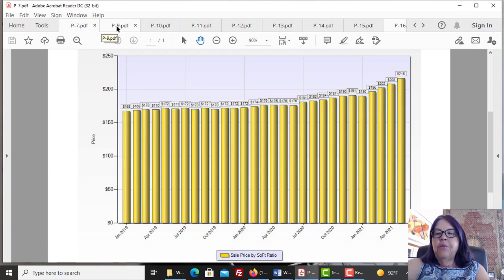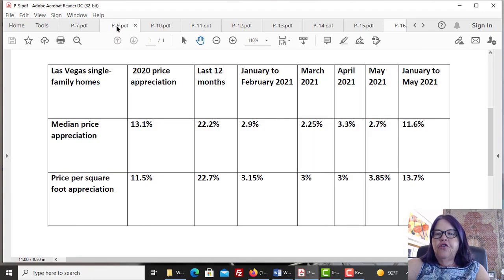Las Vegas home price appreciation rates per month in 2021. This table shows the median and the price per square foot appreciation of homes sold in several periods. We will show the median price gains, but we'll discuss price per square foot appreciations. The price per square foot of single-family houses appreciated by 11.5% in 2020. The following three columns show the price per square foot appreciation in the last 12 months and every month in 2021. And these home price appreciation rates are mind-boggling.